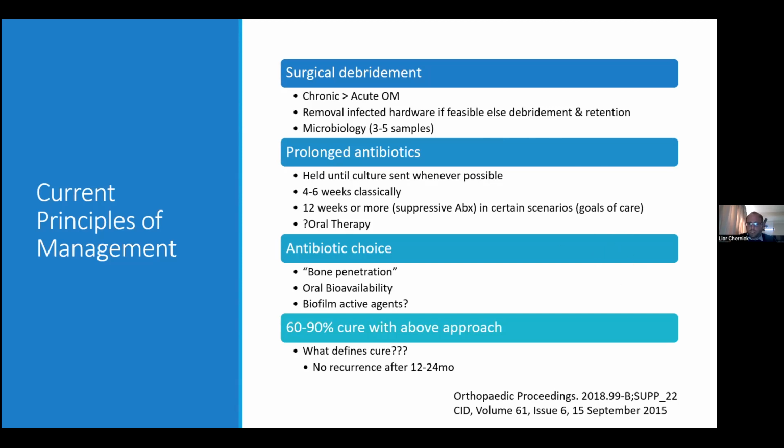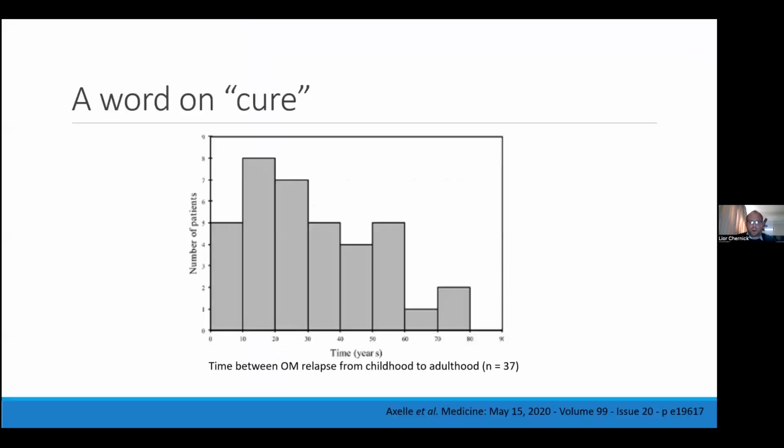And then the antibiotic choice: the concept of bone penetration, which was brought out in that paper, the oral bioavailability of agents chosen, whether or not to add biofilm active agents. And with this approach, cure is achieved in around 60 to 90%, but the problem is what defines cure. Most research studies will use a period of 12 to 24 months, guidelines similarly, as no recurrence after that period of time.